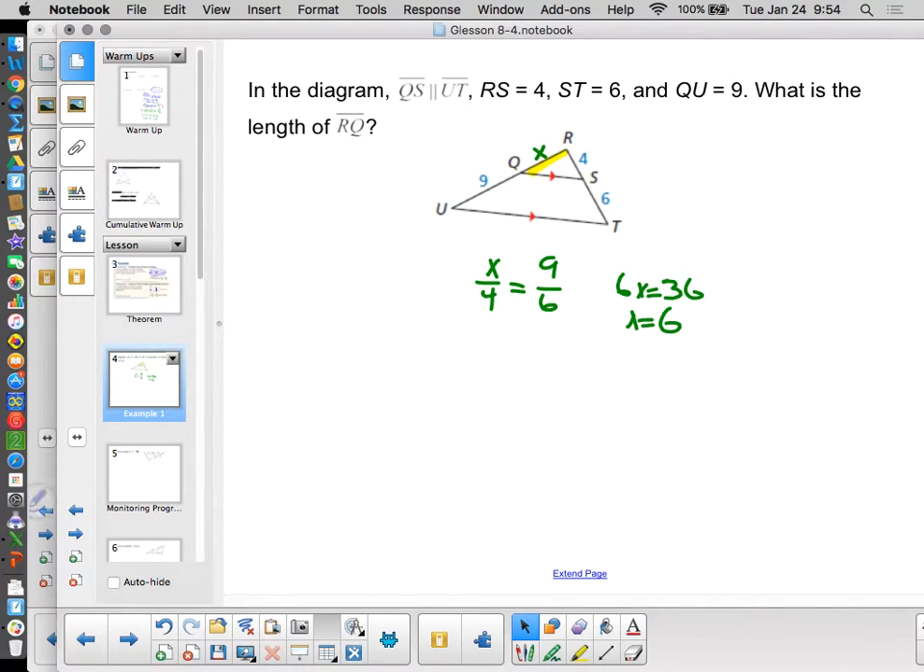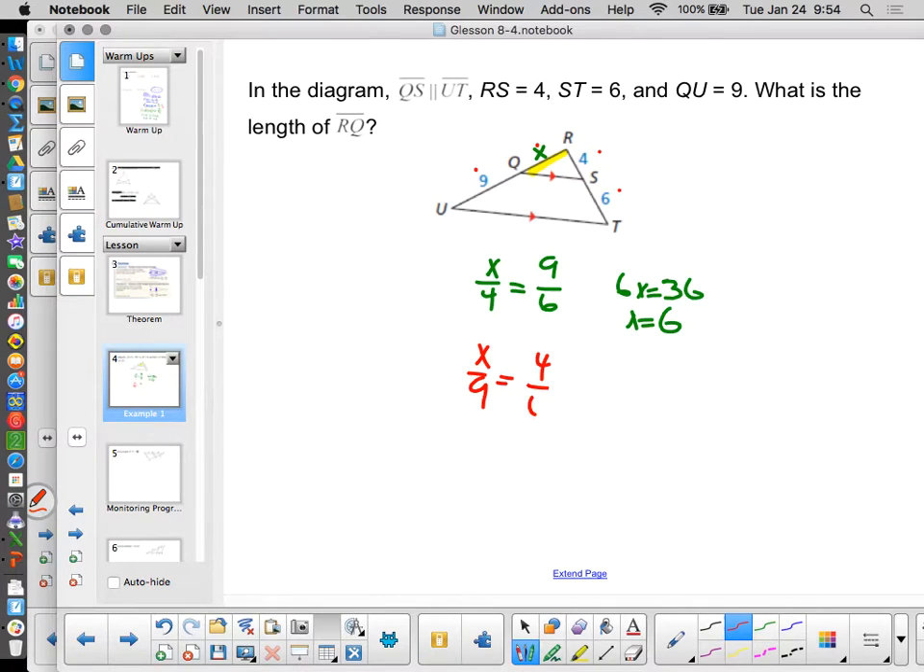Now, we could also set this up by doing correspondence this way. I could take the x and the 9, and just do corresponding on this side would be the 4 and the 6. Notice when I cross multiply, I still get 6x equals 36.